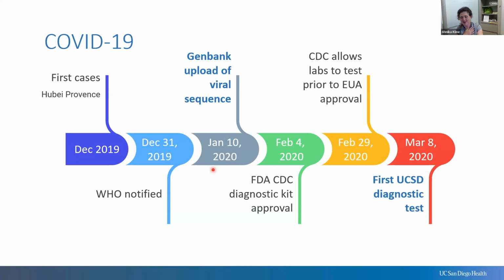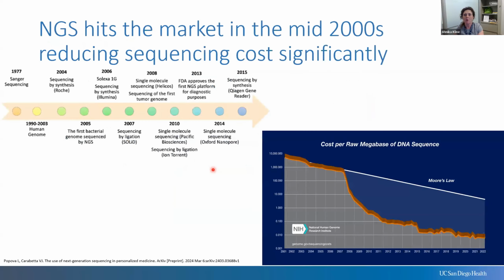Well, I was not here at the time, as you all heard. I didn't get here till fall of 2022. But on March 8th, 2020, the first UC San Diego diagnostic PCR was available for our patients. And I think that's a big change compared to what we saw with SARS-CoV-1. So why did this happen?